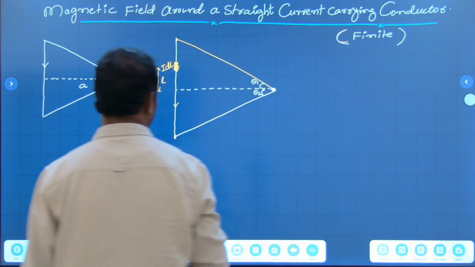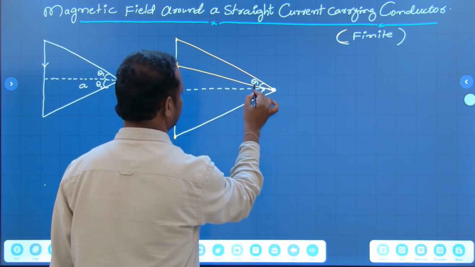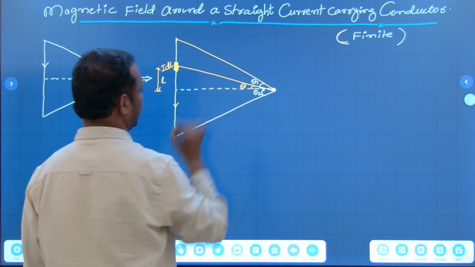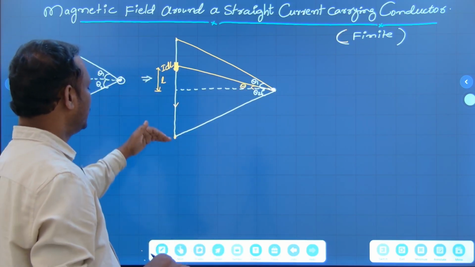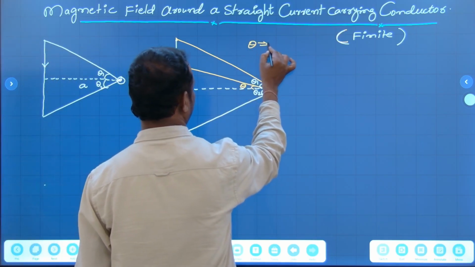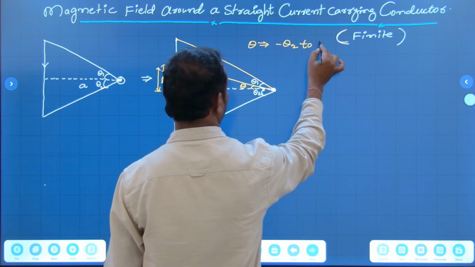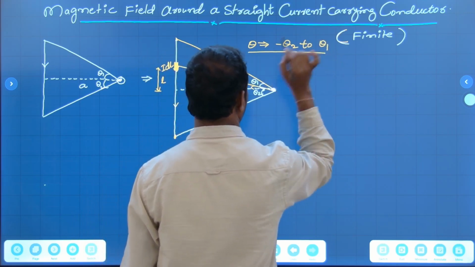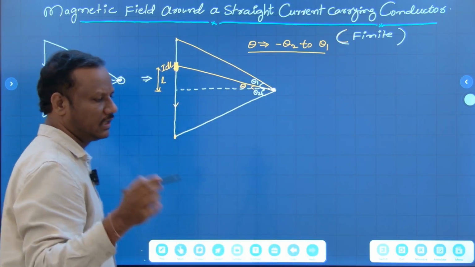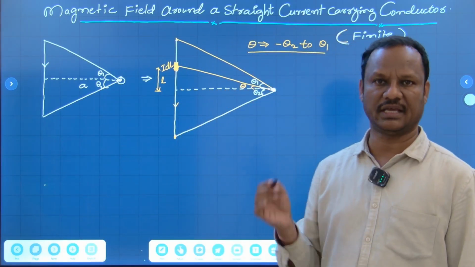Now we choose the angle made by the length element at this point, which I am taking as theta. Theta changes from minus theta 2 to plus theta 1. This is for a finite length, any current carrying conductor, not the infinite length case.